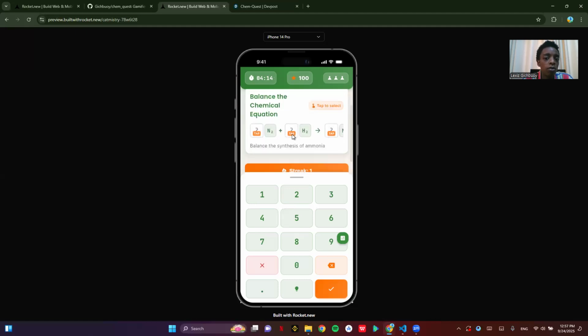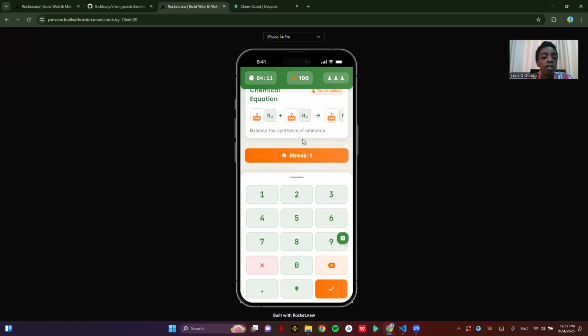Now you get a streak of 1 because we've solved one chemical equation. Then we get to the second one. So here we have nitrogen, hydrogen, and what's this called? I can't even remember, but I know how to balance it. That's the important stuff. So we put a 2 here. So we have 2 nitrogen and 6 hydrogen. 3 times 2, 6. So here it's supposed to be a 3. Now we get 3 hydrogen, and we already have 2 nitrogen on this side, so it's just a 1.